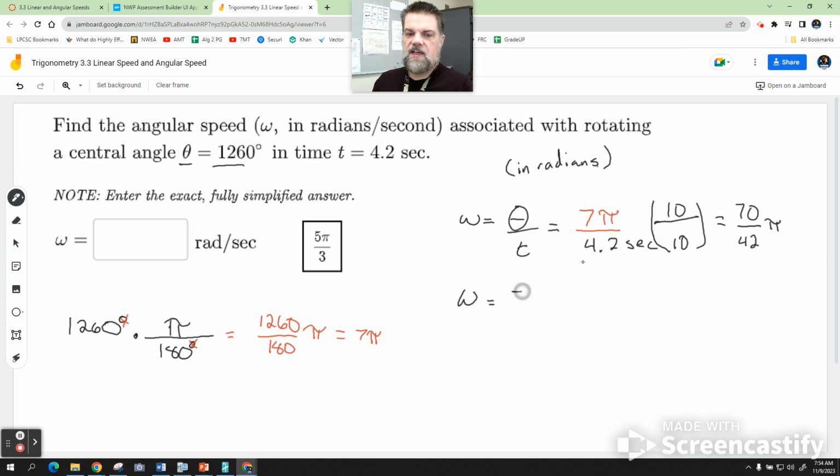So if I get 70 over 42 times pi, I know that both the top and the bottom are divisible by 7. So 70 divided by 7 is 10. And then 42 divided by 7 is 6 times pi. And then also 10 and 6 are even numbers, so they're both divisible by 2. So you get 5/3 pi.